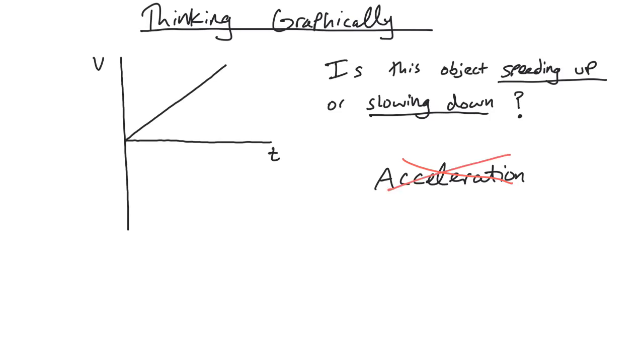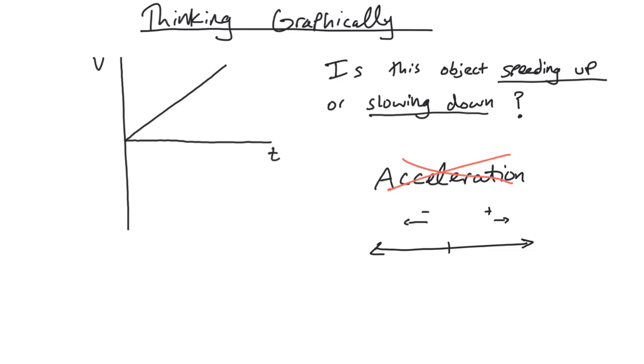Instead, I want you to think about three things. Is an object speeding up? Is an object slowing down? And what direction is the object moving in at any given moment in time? Remember, we're on a number line, and we can go to the left or we can go to the right. And if we're traveling to the right, we're moving in the positive direction. And if we're traveling to the left, we're moving in the negative direction. Okay, so speeding up, slowing down, and what direction we're moving in.